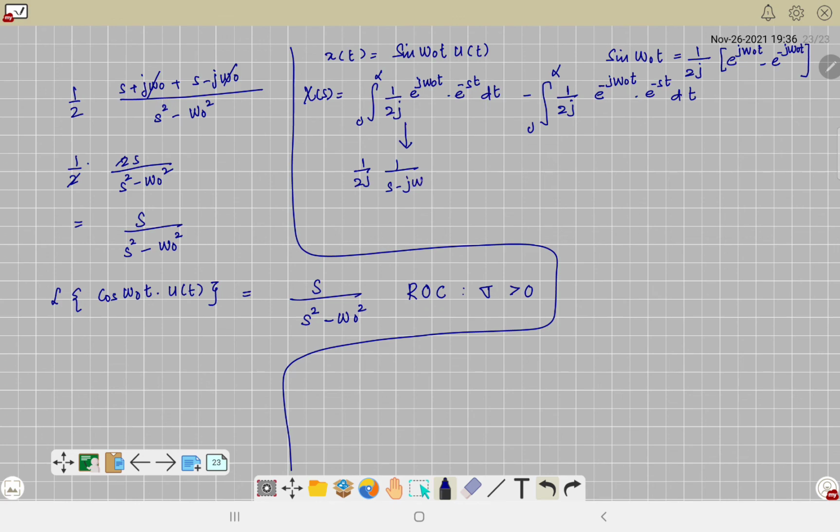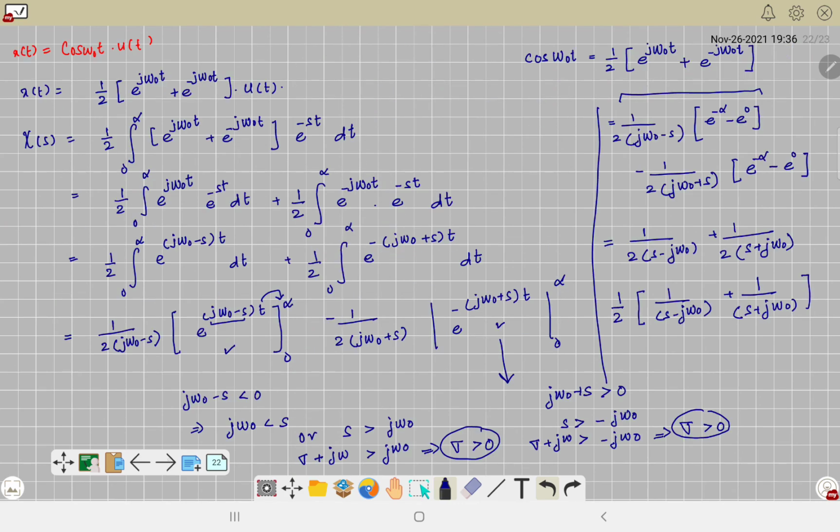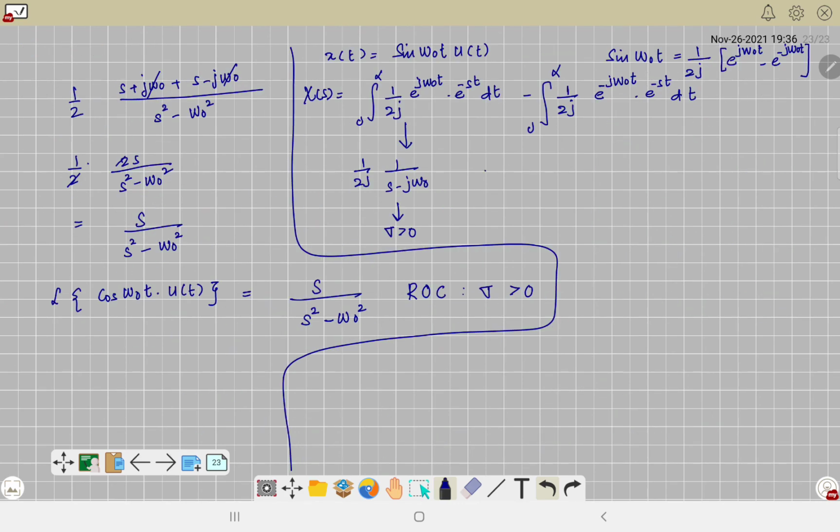1 by s minus j omega naught, and you have to ensure here again sigma greater than 0, following the same logic as we did here. And this thing right here will be 1 by 2j, 1 divided by s plus j omega naught. For this also sigma is greater than 0. Then you can combine the two, and ultimately it will be equivalent to omega naught divided by s square plus omega naught square with region of convergence sigma greater than 0, right?